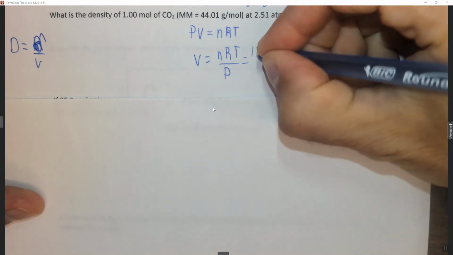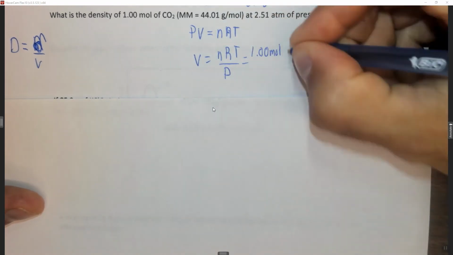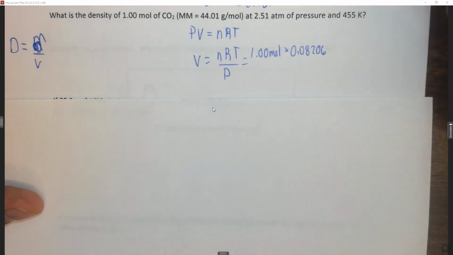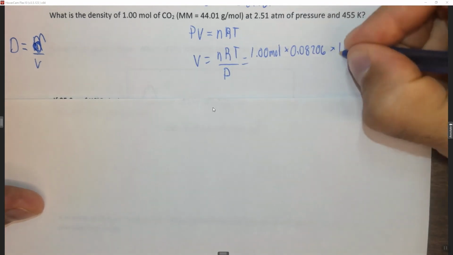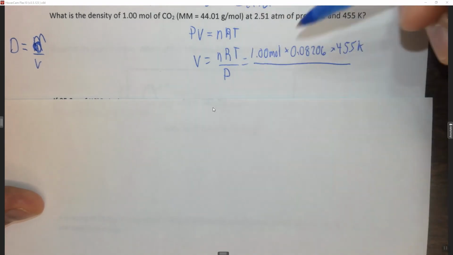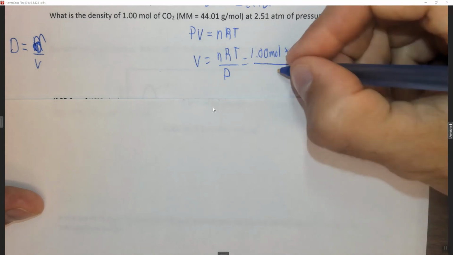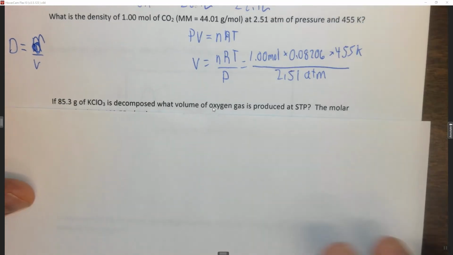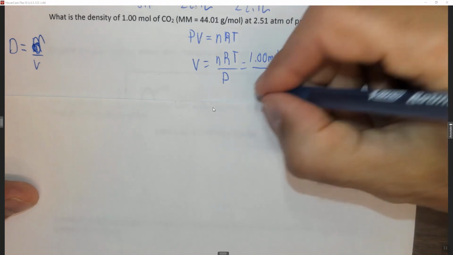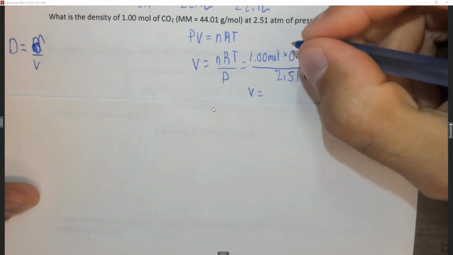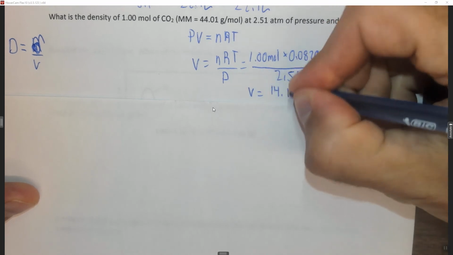We're going to assume 1 mole, or it tells us there's 1 mole. R is 0.08206 liter atmospheres per mole K times 455 K, the temperature is already in Kelvin, divided by the pressure, which is 2.51 atmospheres. It's already in atmospheres, that's convenient. So when we do this math, we find that the volume is equal to 14.9 liters.